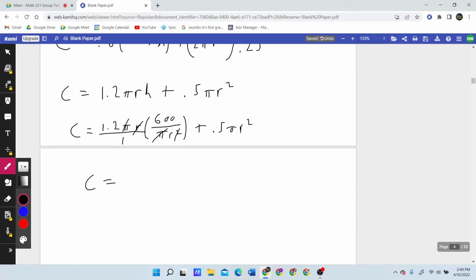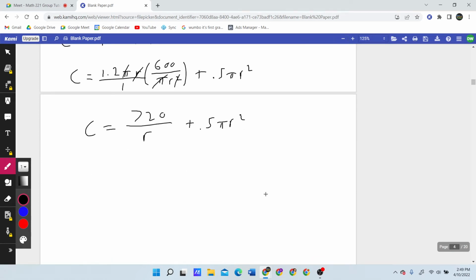So cost equals 1.2 times 600. I'm just going to plug that in my calculator. 1.2 times 600. We get 720. So 720 divided by r, that's it for the left side. And then plus 0.5 pi r squared. Any questions so far? Okay, great. I would say the hard part's probably over already.